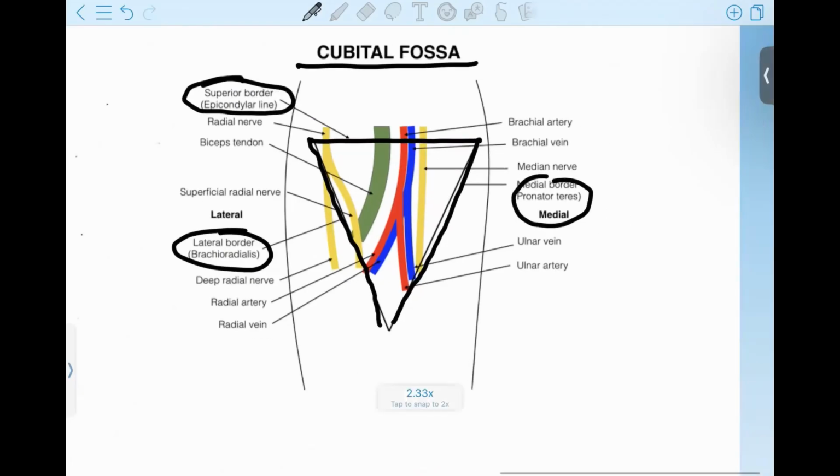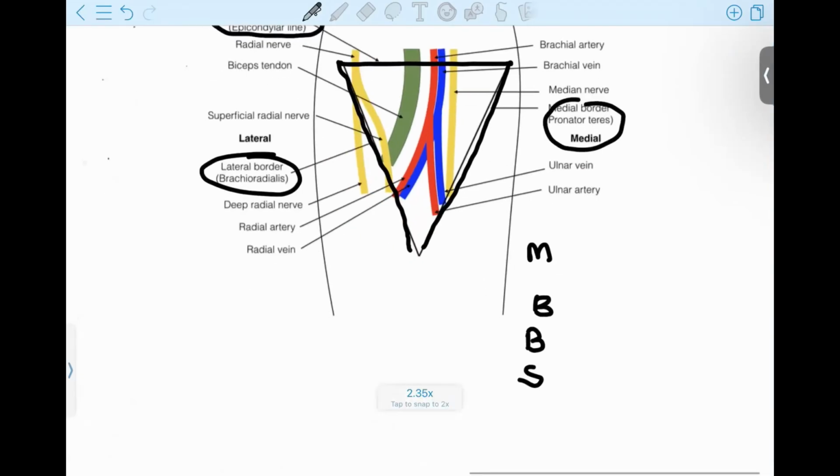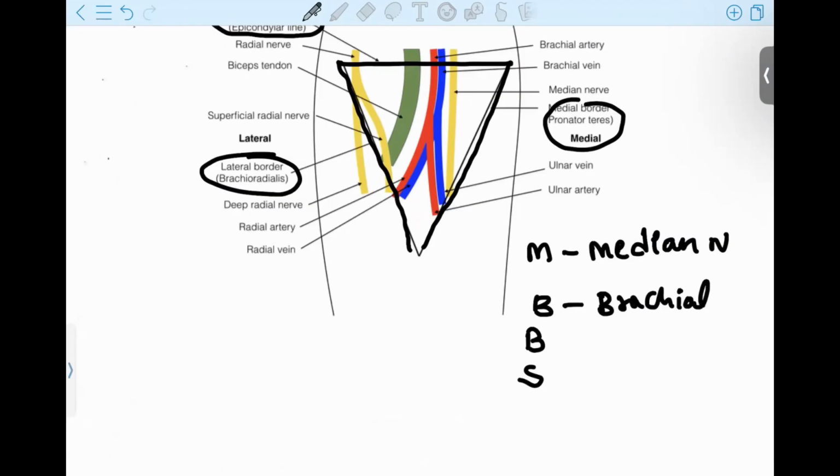And again, what is the content of this structure? The content is simply the mnemonic that should be remembered as MBBS. What is the MBBS? M for median nerve, B for brachial artery, B for brachial vein, and S for superficial radial nerve. Alright.